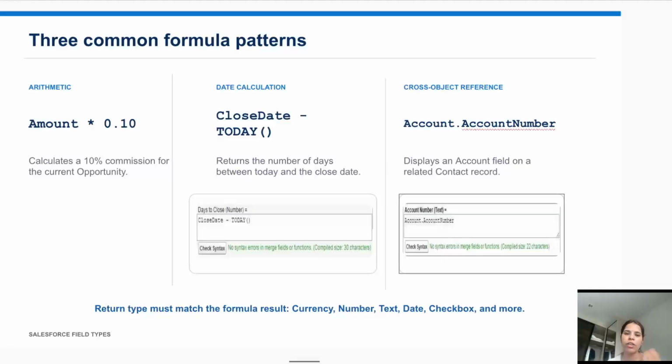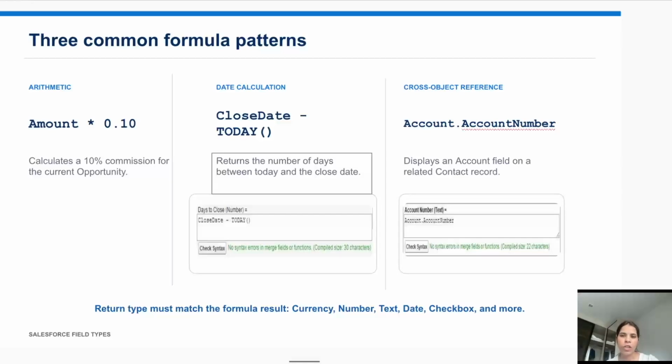Second is your date calculation. So formula field also supports date calculation. Suppose close date minus today, as I mentioned earlier as well. This returns the number of days remaining until the opportunity closes. So the second one is your date calculation.